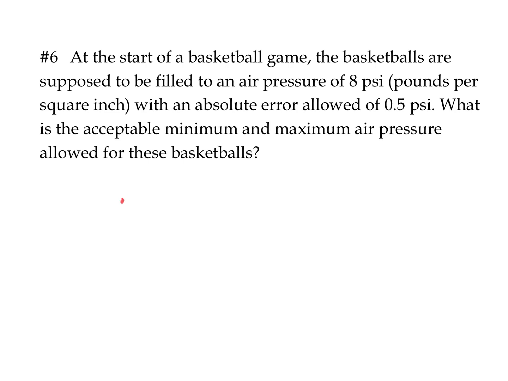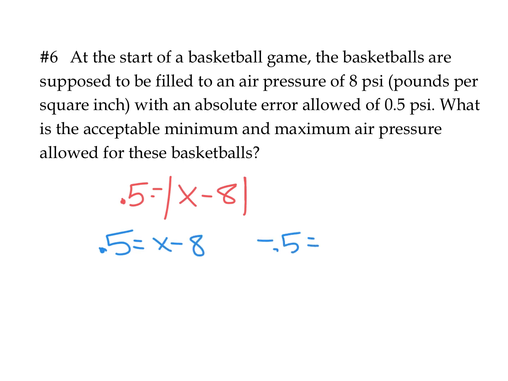So that absolute error is equal to the absolute value of x minus the targeted amount, right? What are we aiming for? We're aiming for 8 psi. And so we could figure out what's the allowable low and high end that basketball could be. So I can set up my two equations. 0.5 equals x minus 8, and negative 0.5 equals x minus 8. My absolute value expression equal to the positive and negative value there.